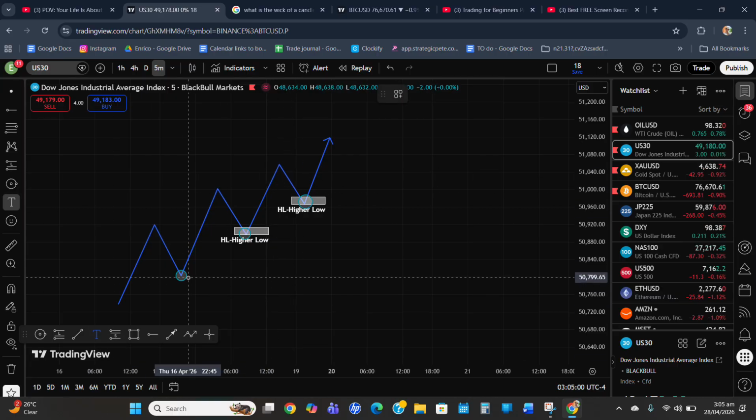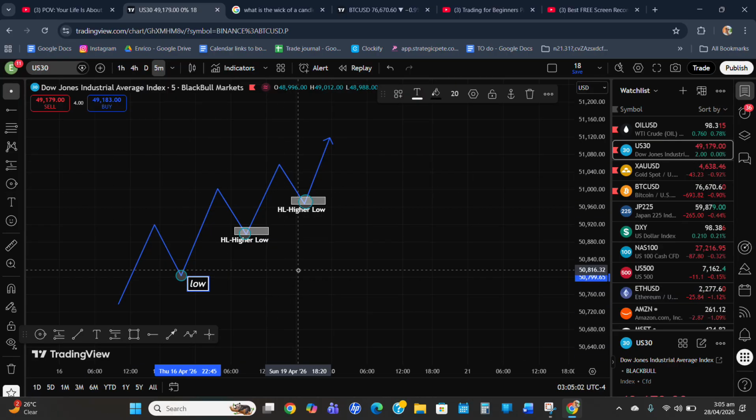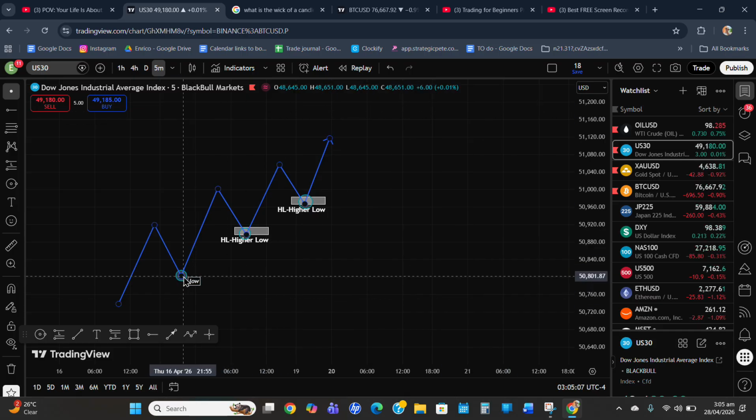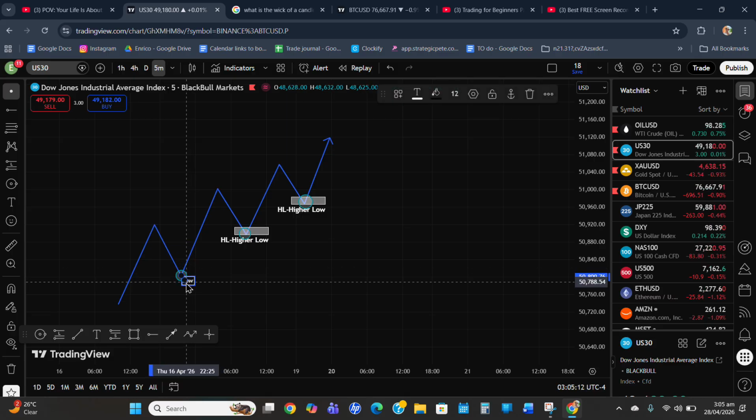Creating lows, right? Now, what you need to know in short, let's make this very small. This is a low, our first low in the market. But what you will see is this low is higher than this low. Hence why we call it a higher low, right? This low is higher than this low, so that is why we call it a higher low. Hope that does make sense.